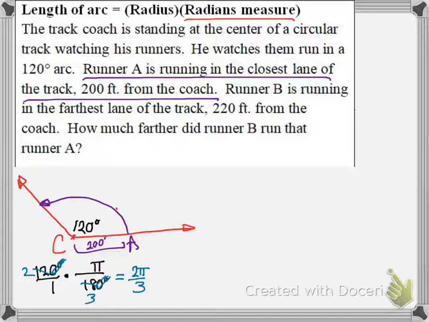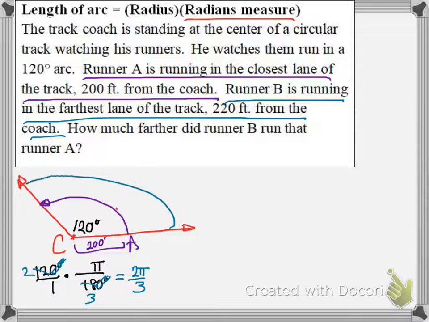Then I'm looking at runner B. Runner B is running in the farthest lane of the track, 220 feet away from the coach. So let me draw a picture of his run. Yeah, not real nice and curved. A real nice accurate drawing, but good enough to see what's going on.